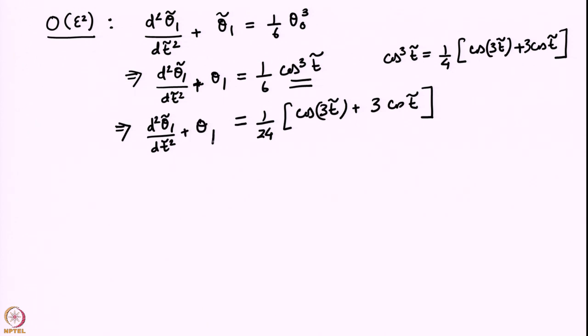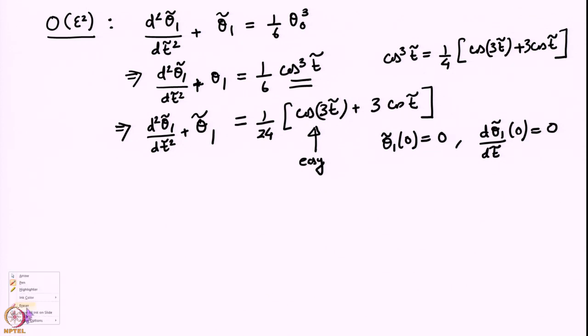So that is our equation that we will have to solve at order epsilon square in order to determine the first nonlinear correction, which is theta 1 tilde. Like before, we have initial conditions which say that theta 1 tilde of 0 is 0, and d theta 1 tilde by dt tilde of 0 is again 0. Now, before we solve this, we all know how to solve this. We have to take a guess for particular integrals which are proportional to cos 3t. This term is easy to compute as far as particular integrals are concerned. However, this is a problematic term.